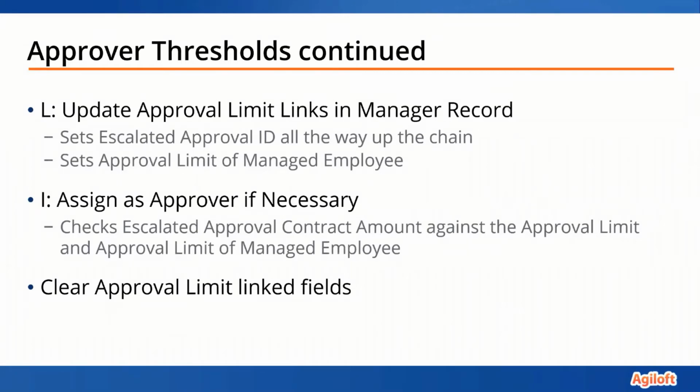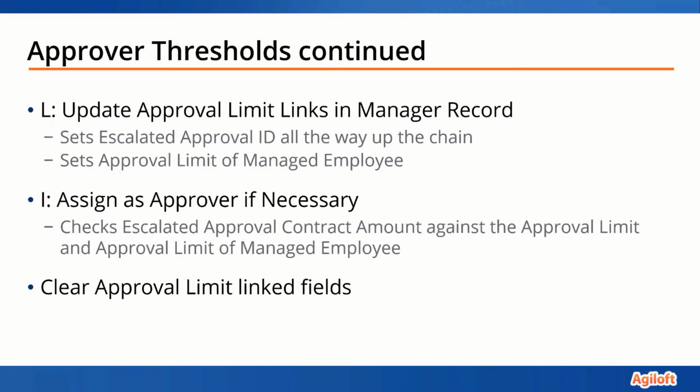The first action for this rule is to update the approval limit links and the escalated approval ID in the manager record. This creates the relationship between the manager and the managed employee and the manager and the approval in question. This also triggers the rule to run again on the manager's record, which will continue to trigger and trigger. So it essentially sends this information all the way to the top of the management chain.